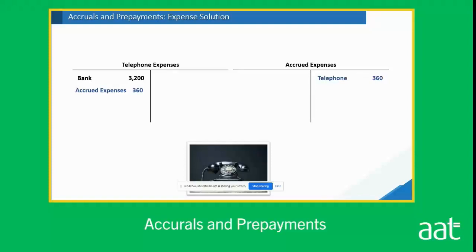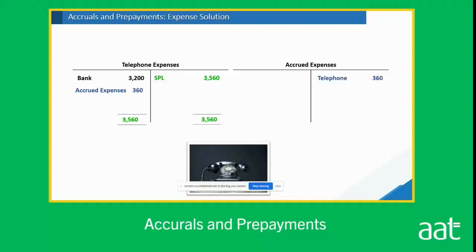The debit will increase the telephone expenses, meaning that when I transfer through to the statement of profit and loss at the end of the year, I'll transfer through a figure of £3,560. And we can see that's very subtly different from the 3,200 that I would have transferred had I not intervened as the bookkeeper of this business and accrued those missing costs.